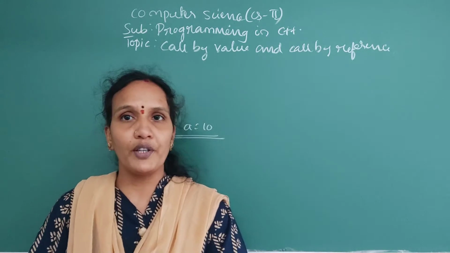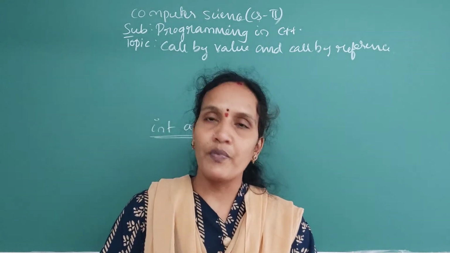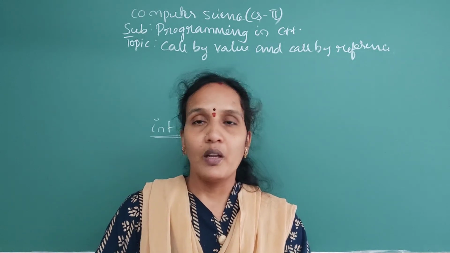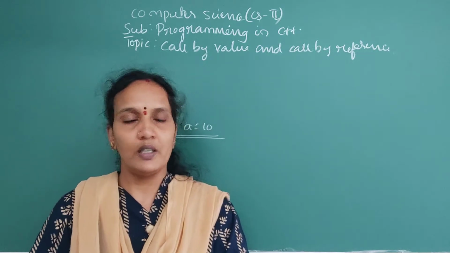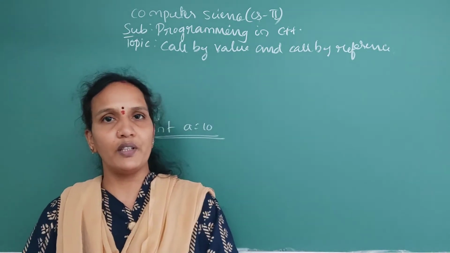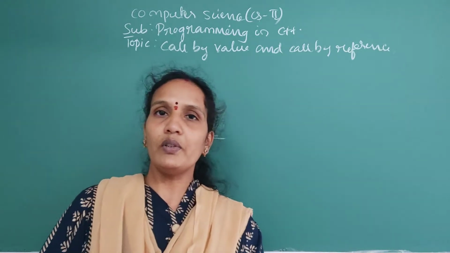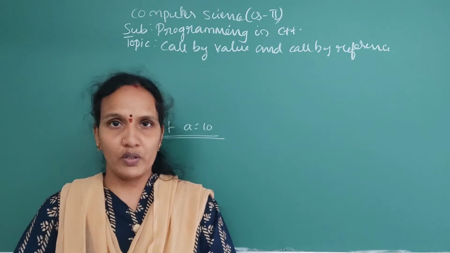In the function prototype, the information you need to give is the return type of the function, the name of the function, and how many parameters the function is going to take. And the function prototype should end with a semicolon. Now, that is a function prototype. In the function prototype, we just give the name of the user defined function.